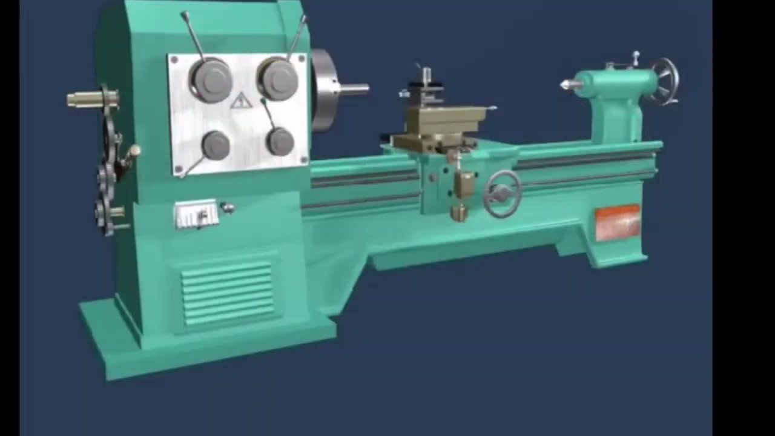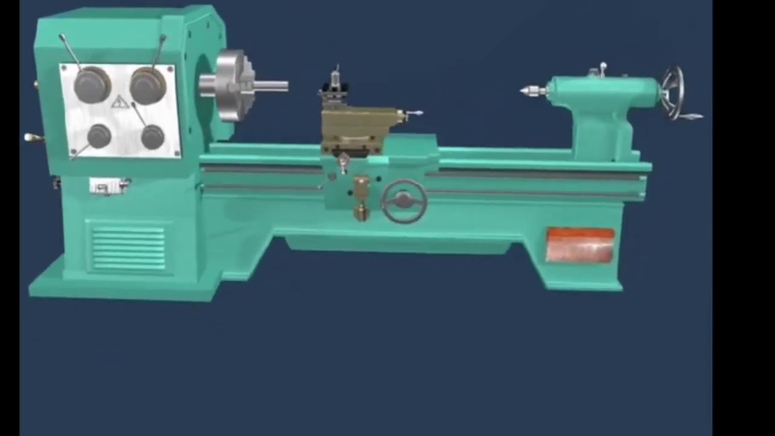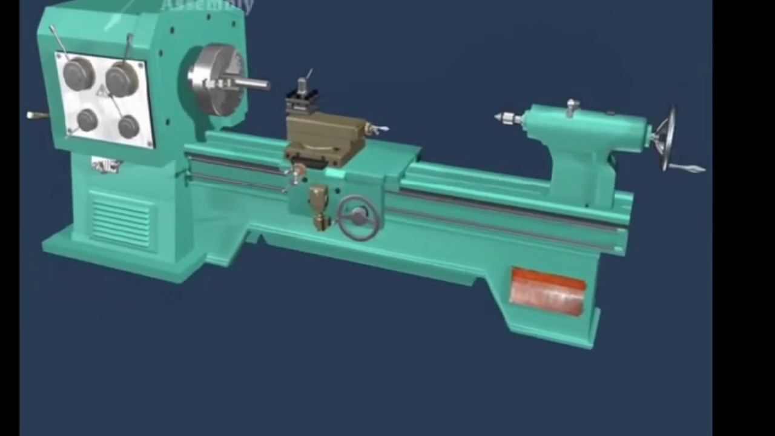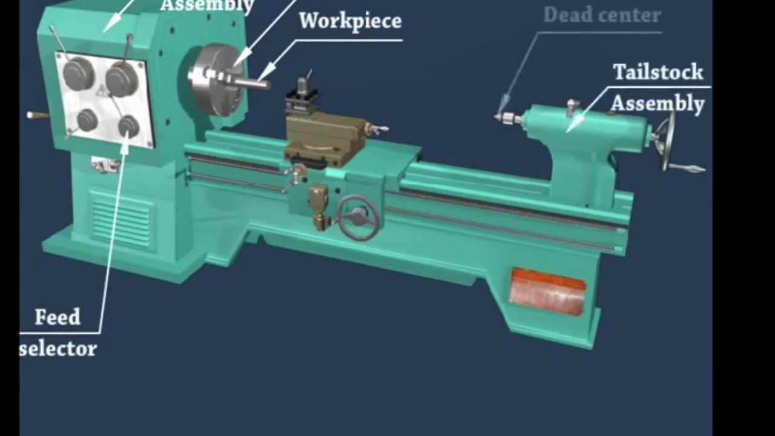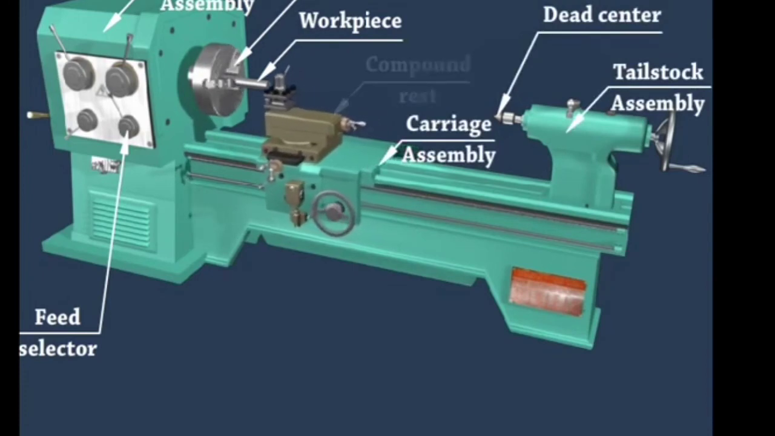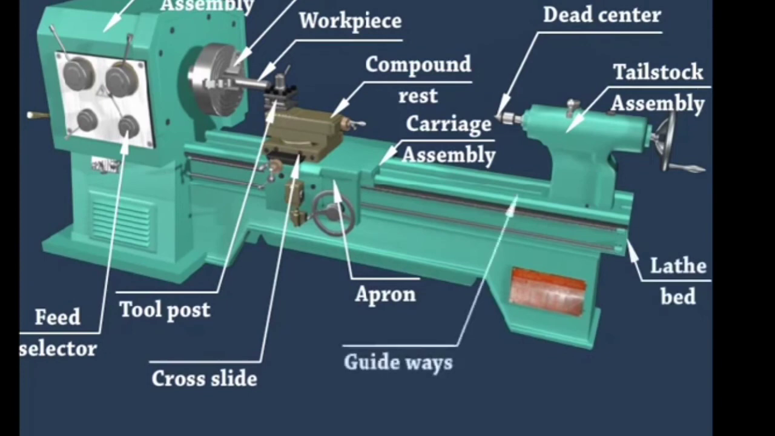Constructional features of a lathe. In this video, we will discuss about the construction features of center lathe. Headstock assembly, headstock spindle with chuck, workpiece, feed selector, tailstock assembly, dead center, carriage assembly, compound rest, apron, cross slide, tool post, lathe bed, guideways, lead screw, feed rod.